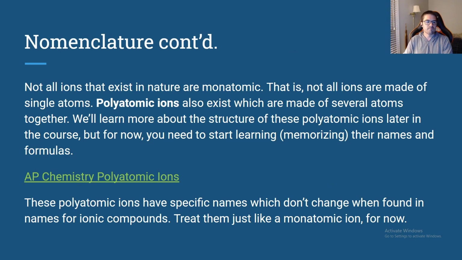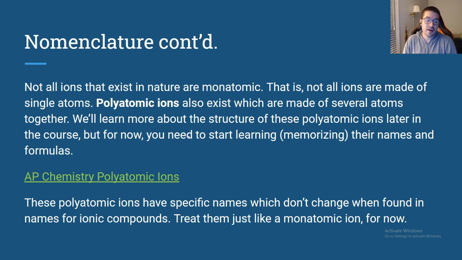A few other things that deal with naming, some more rules. Not all ions that exist in nature are monatomic. What that means is that not all ions are made of single atoms. There exist these things called polyatomic ions, and I'm sure that if you've had chemistry before, you've heard of these. Polyatomic ions are made of several atoms together. We're going to learn more about their structure and why they exist later in the course. But for now, you need to start learning, and by learning I mean memorizing, their names and formulas.